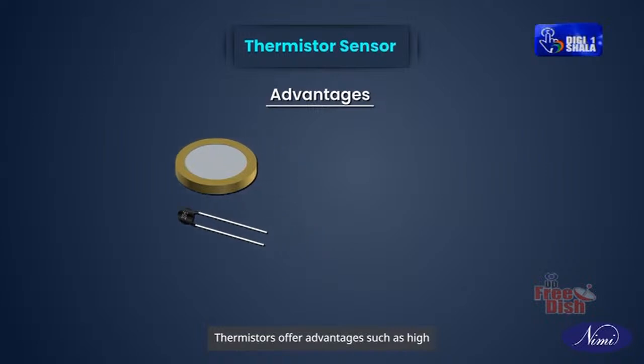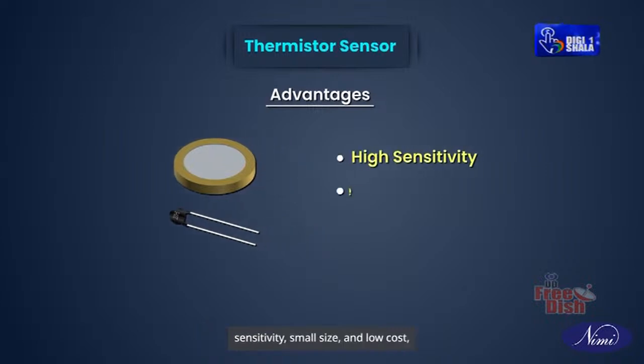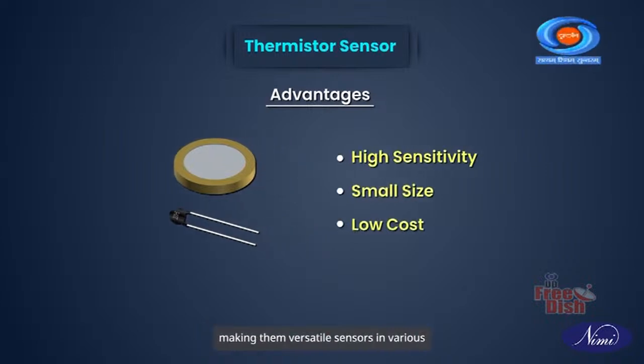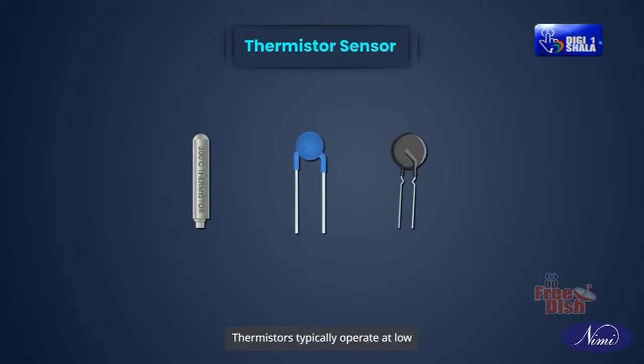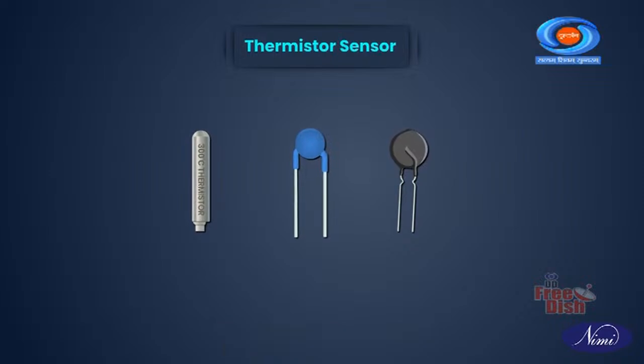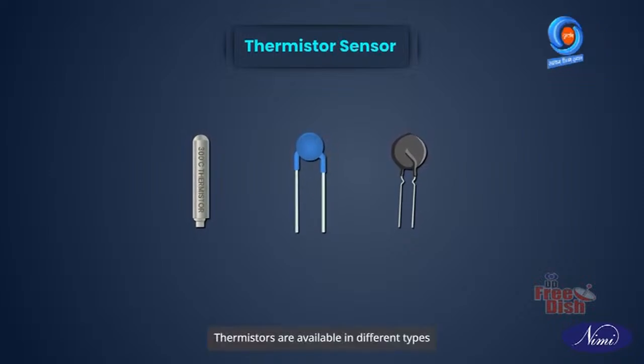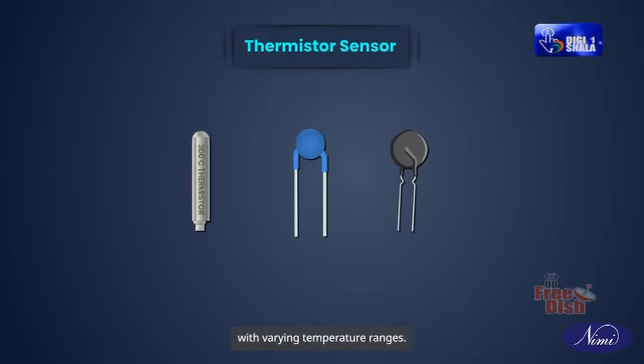Thermistors offer advantages such as high sensitivity, small size, and low cost, making them versatile sensors in various industries and applications. Thermistors typically operate at low voltages, often in the range of a few volts. Thermistors are available in different types with varying temperature ranges.